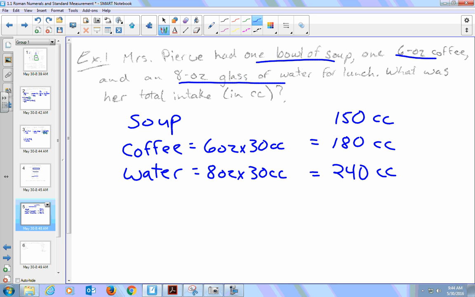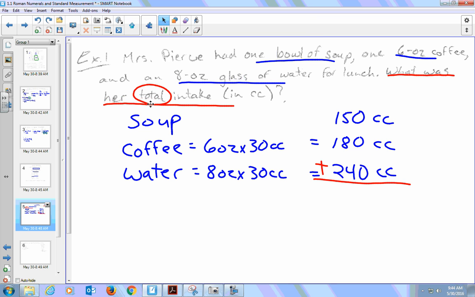Now, whenever you're looking at a word problem, always look at the question to make sure you know what you're looking for, okay? So what was her total intake in cc's? So if we're looking at a total, then what we're going to have to do is add up all the cc's that she took in. So if we add those up, adding up the columns, and in this first chapter especially, you won't be allowed to use a calculator, and in many nursing programs you can't use calculators, so we have to work on those basic numeracy skills.